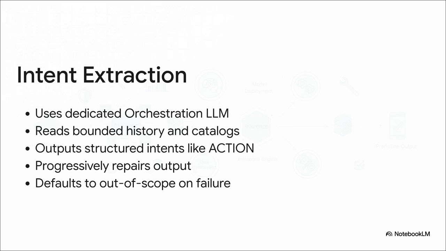At this stage, the intent extraction step asks the orchestration LLM to simply interpret the request into a structured intent. It safely isolates the understanding part from the execution part. The framework passes bounded history and allowed action catalogs over to the model and essentially asks it to output a structured intent, like information or action. If the AI hallucinates the format, no problem. The framework progressively repairs it. If it still fails after that, it just safely defaults to an out-of-scope result. It literally never trusts arbitrary provider text as an executable command.